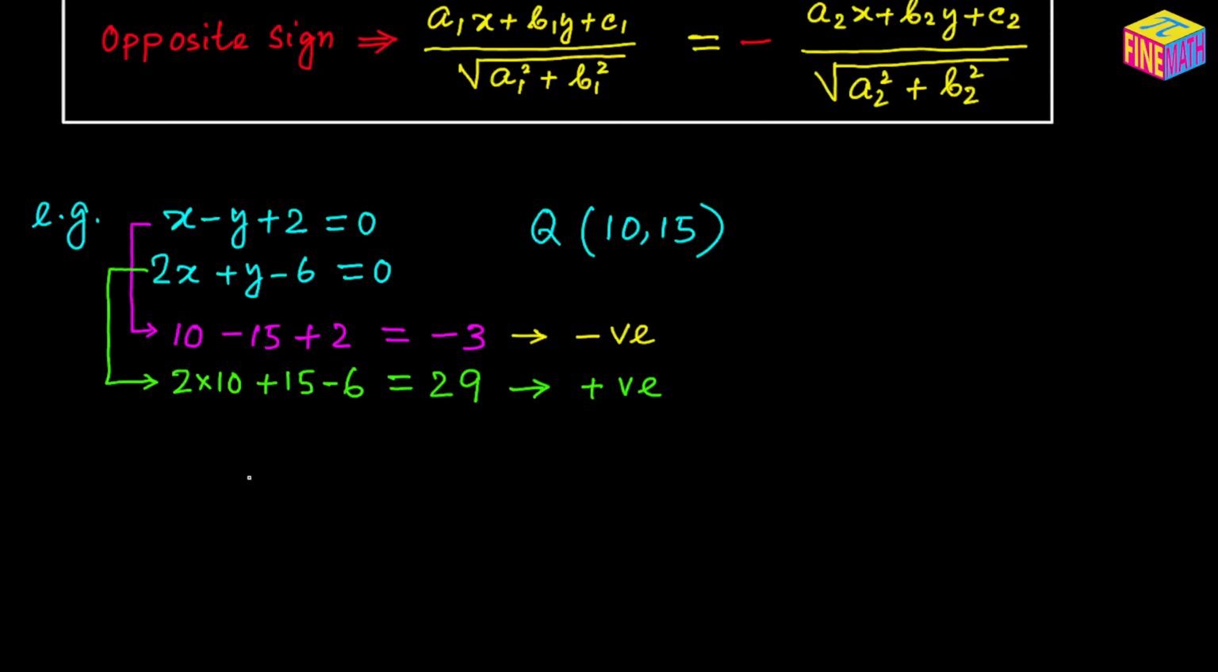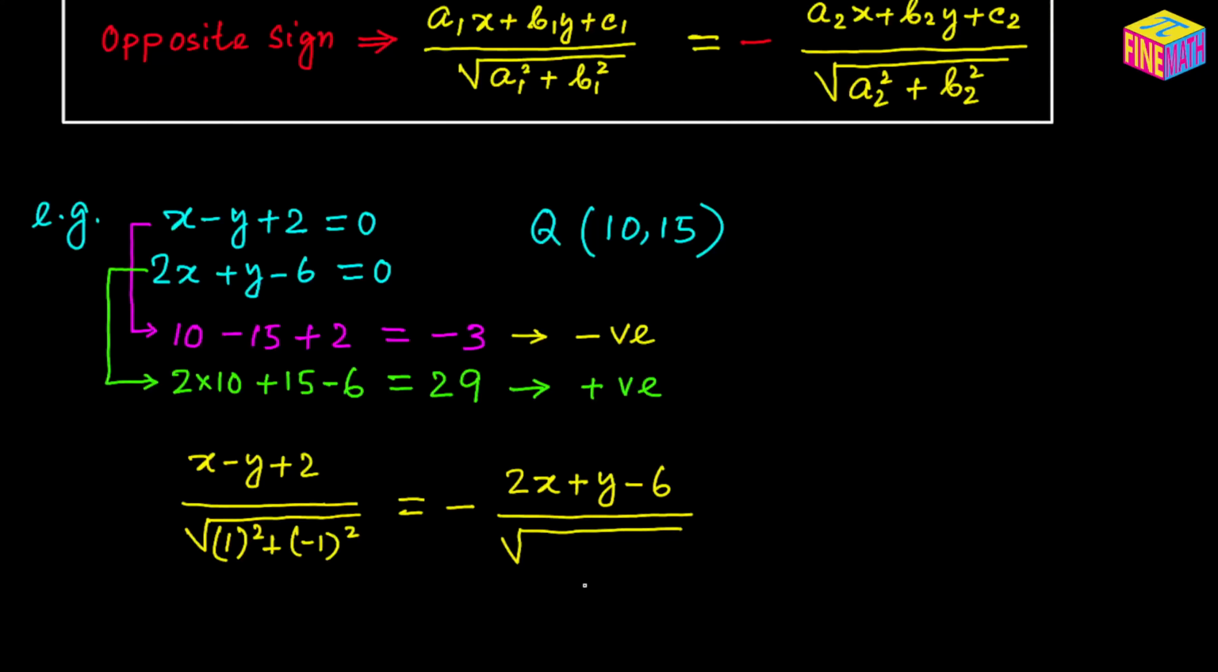It would be the left hand side expression of each of these straight lines. So it would be x minus y plus 2 over square root of a sub 1 squared plus b sub 1 squared. That is, a sub 1 is actually positive 1, that's the coefficient of x, and b sub 1 is actually negative 1, that's the coefficient of y. And we are going to use the negative sign, and then the right hand side expression would be 2 times x plus y minus 6 over square root of a sub 2 squared.